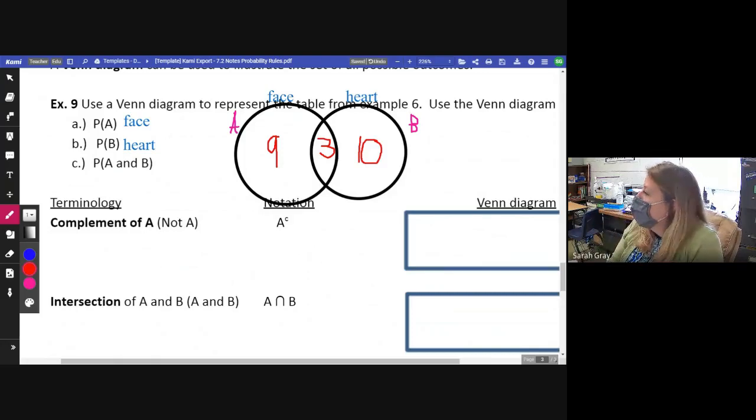Yeah, he said 3. So we've got 12 cards in our face circle. 3 of them are hearts. None of them are not hearts. Not so hard, right? What am I supposed to use this for, though?